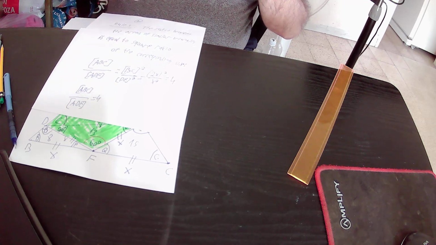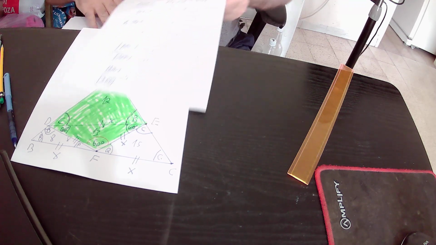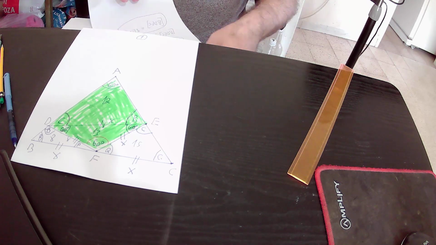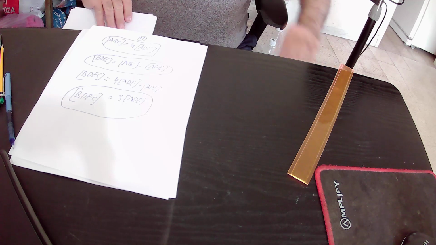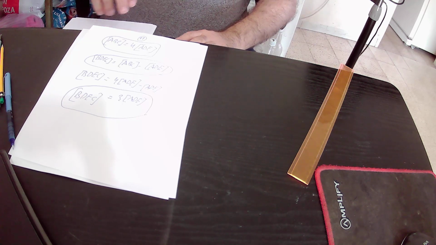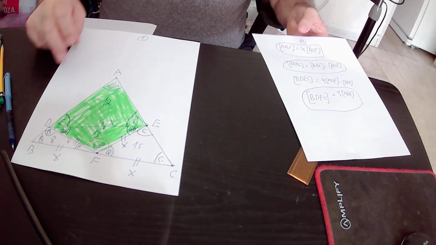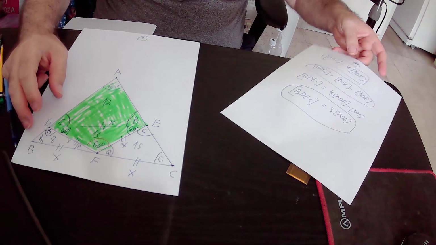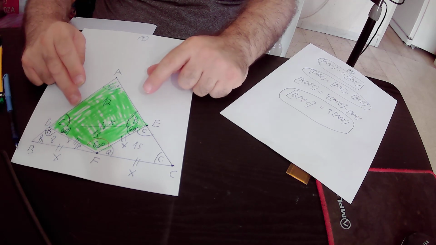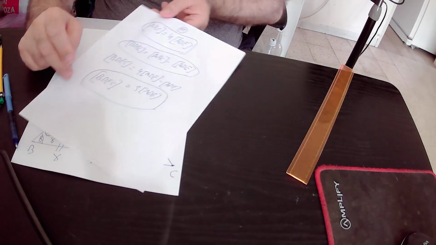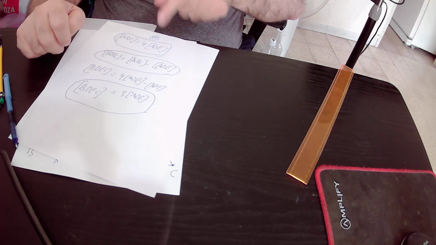So the ratio between the area of triangle ABC to the area of triangle ADE is 4, or the area of triangle ABC is 4 times bigger than the area of triangle ADE. Okay? Then the area of the quadrilateral BDEC equals the area of triangle ABC minus the area of triangle ADE.